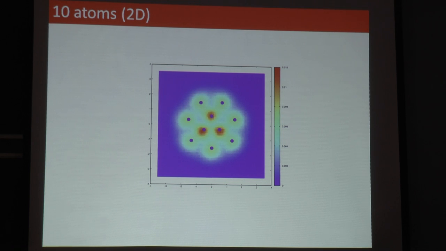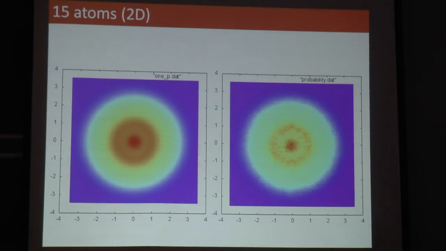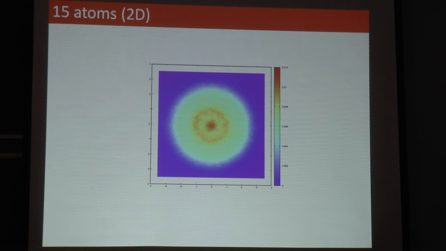Yeah, you see that definitely there is 10. And 15, another closed shell. You will notice that it is similar to what happens with Wigner crystals: the outer shells are not so clearly visible and they start to melt. So these crystals are visible.